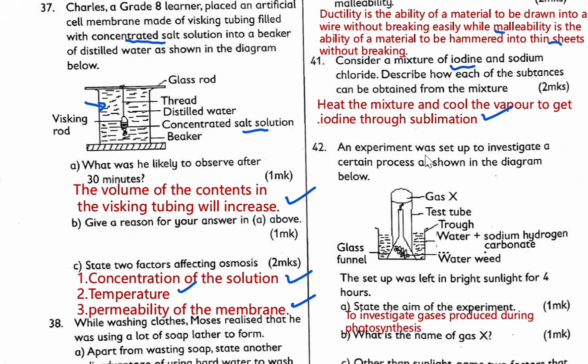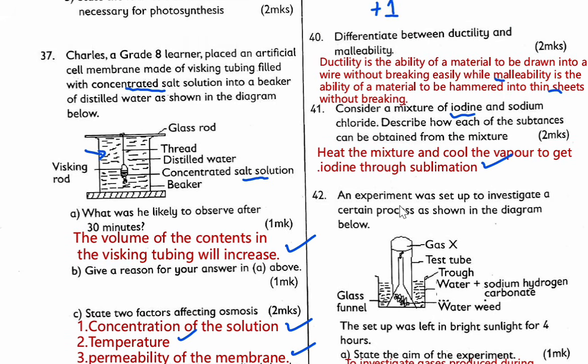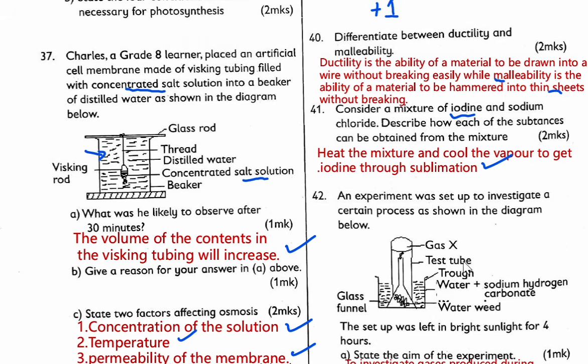Number 42. An experiment was set up to investigate a certain process as shown in the diagram below. Here we have an experiment. You can see gas X test tube. Here we have a water weed, very important. This is grade 9 work. Glass funnel, water plus sodium hydrogen carbonate. The setup was left in bright sunlight for 4 hours. Part A, state the aim of the experiment, 1 mark.